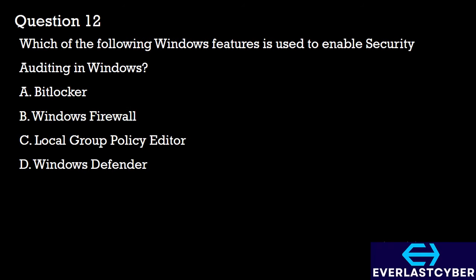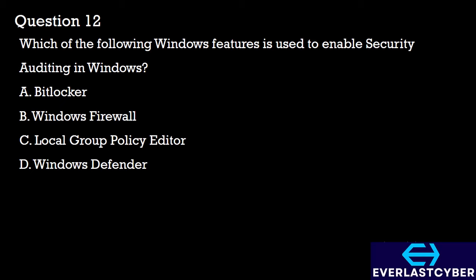Question 12. Which of the following Windows features is used to enable security auditing in Windows? A. BitLocker. B. Windows Firewall. C. Local Group Policy Editor. D. Windows Defender.